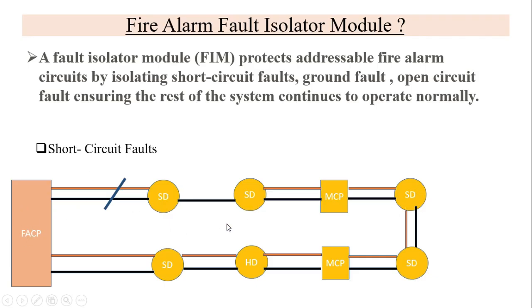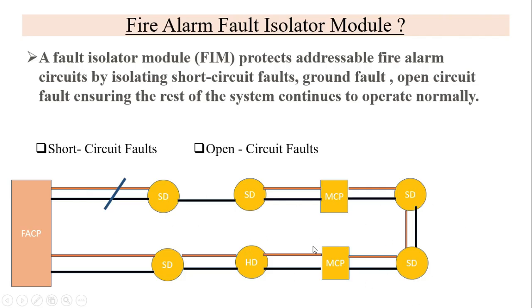Another is open circuit. Open circuit means when a wire gets disconnected from any terminal, like a smoke detector here, if it is loose or disconnected, or one wire is cut from anywhere, that condition is called an open circuit fault. In this case also, if we have not installed this fault isolator module, the whole loop will be interrupted.